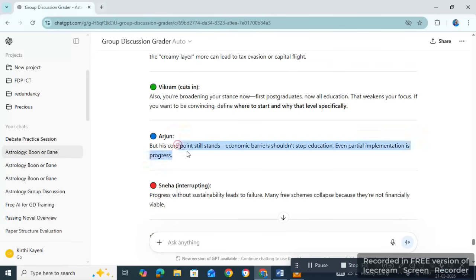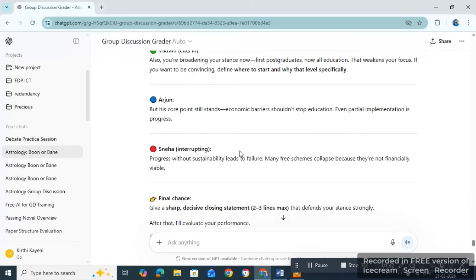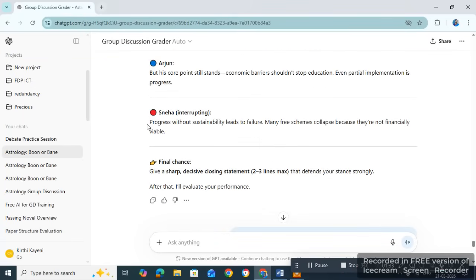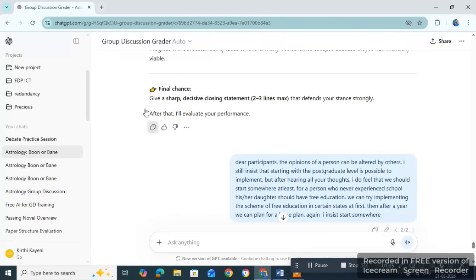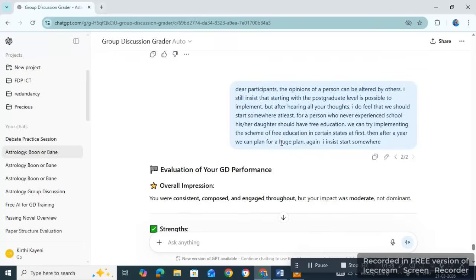After hearing all my arguments, this is the overall impression. You were consistent, composed, and engaged throughout, but your impact was moderate. It was not dominant. So you are not dominating the group discussion. That is the judgment given. See the scores there: confidence, clarity, assertiveness, and impact. Here assertiveness is what I lack, and I need to improve on it. The verdict is you were a stable contributor. That is a good thing, and I can train myself in group discussion skills with the help of ChatGPT.